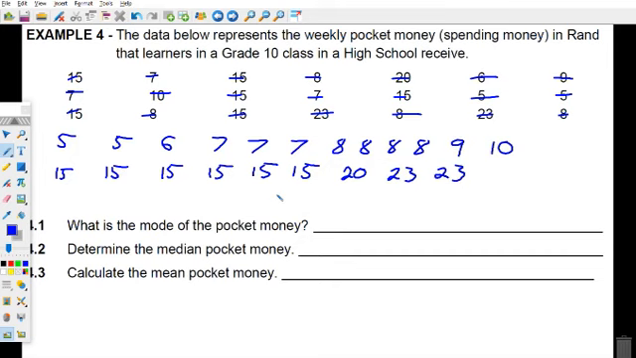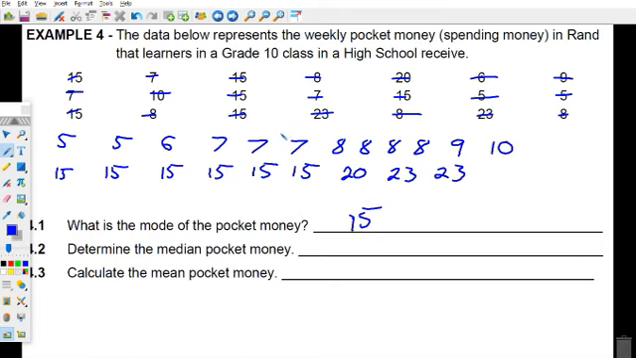So what is the mode? When you're asking the mode, the median, and the mean, what's the term we give to these 3 things? It's the central tendencies. We're looking for the central tendencies. So what is the mode of the pocket money? What did the most people get? 15. Wow, because it's 8 of them.